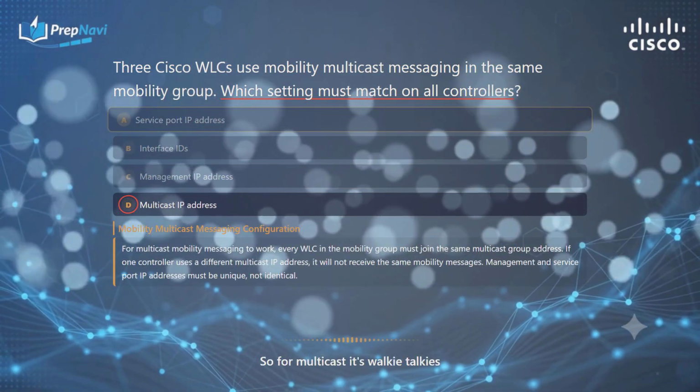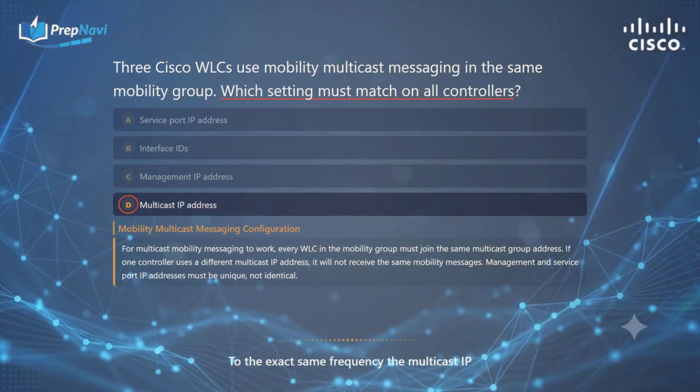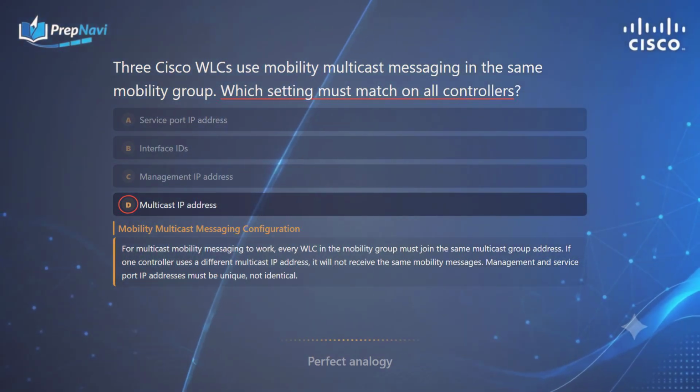So for multicast, it's like walkie-talkies. They all have unique names, but they must be tuned to the exact same frequency, the multicast IP, to hear the group broadcast. Perfect analogy, yeah.